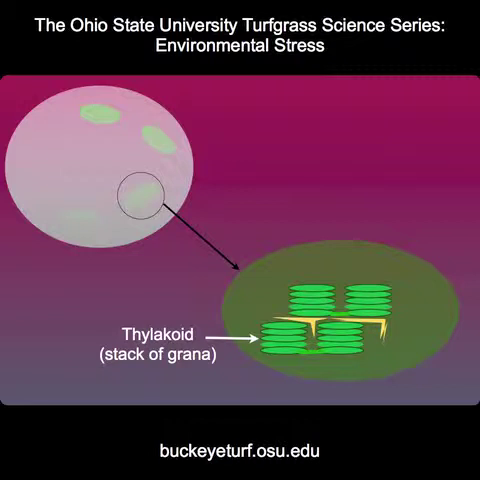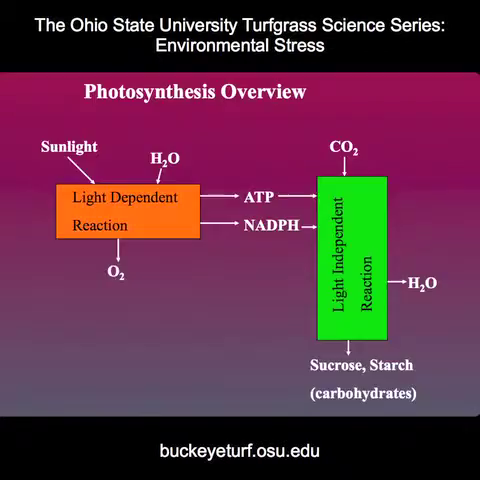The ATP and NADPH are then fed into the chloroplast stroma, a substance around the thylakoid membranes where the light-independent reaction takes place. In the stroma, carbon is brought in from carbon dioxide and the chemical energy is stored in sugars. The two reactions, light-dependent and independent, are summarized here.